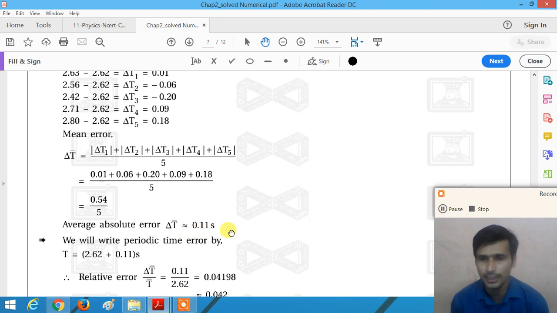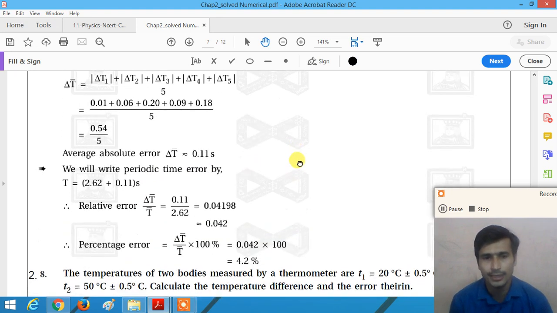Now how can we represent the measurement in terms of the average absolute error? The true value plus or minus the average absolute error, right? So we will write the periodic time, capital T, is equal to the true value 2.62 plus or minus 0.11 second. Now, how do we calculate the relative error?